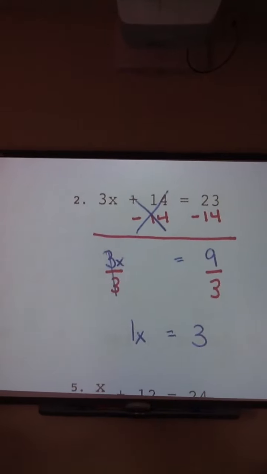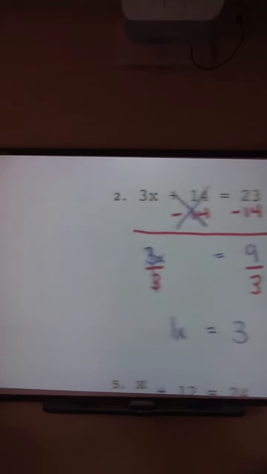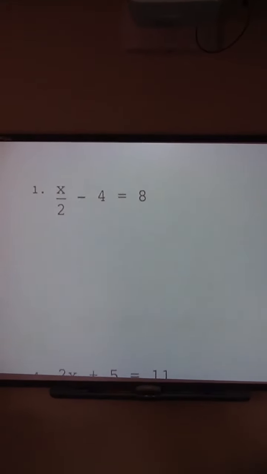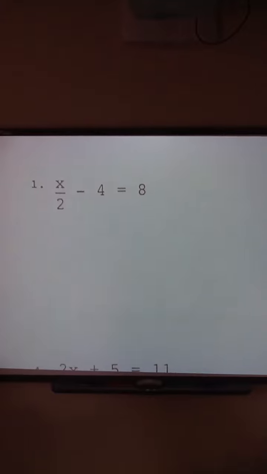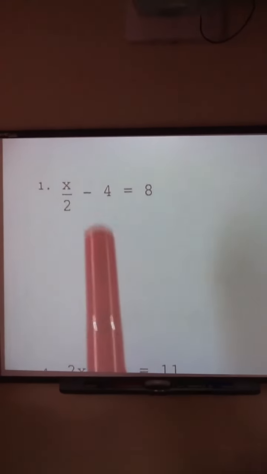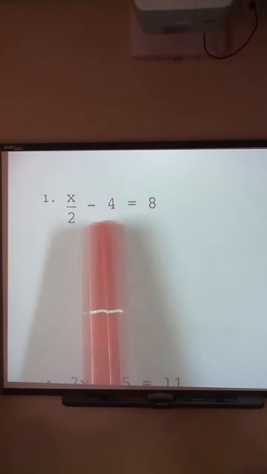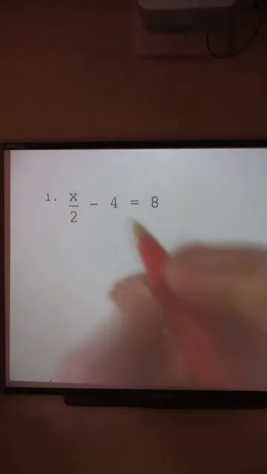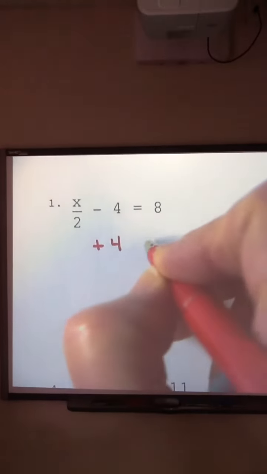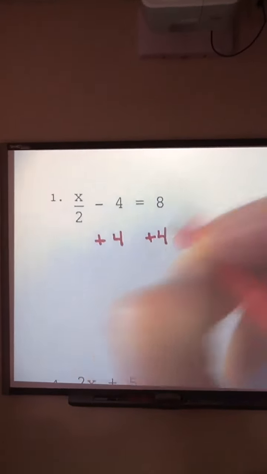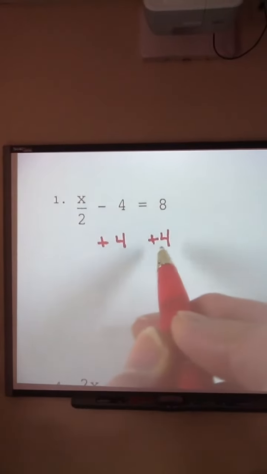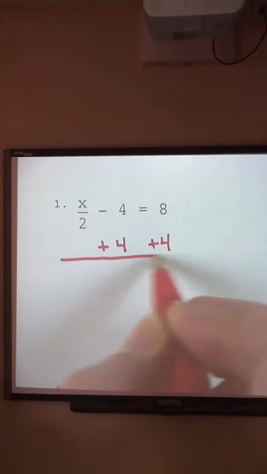Another type of two-step equation that we could do would be one such as this. Again, there are two operations that need to be undone. The first operation that we would get rid of would be the subtracting 4. The opposite of subtracting 4 would be to add 4. So we put a plus 4 on each side of the equation. Again, remember, whatever you put on one side, you must also put on the other.